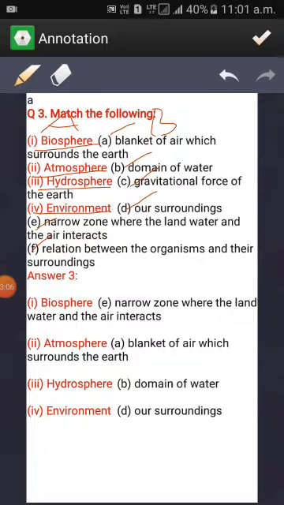We have to choose from these 6 responses the one that best explains these terms. So we can easily say that biosphere is the narrow zone where the land, water and air interact. At the same time we can say atmosphere is a blanket of air which surrounds the earth. Now hydrosphere, it is a domain of water. Environment is our surroundings. Okay.